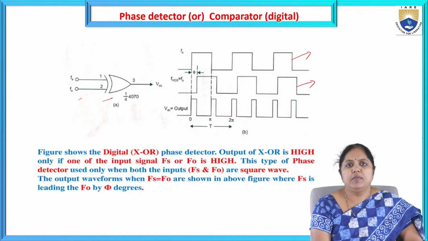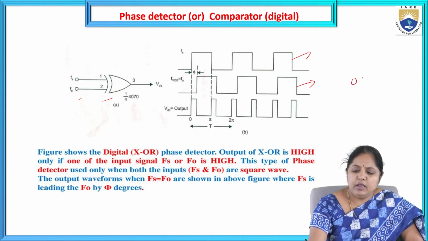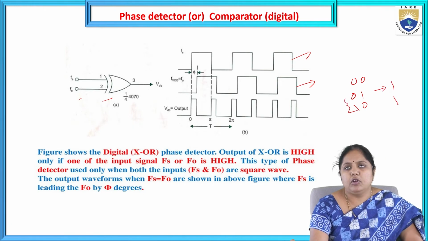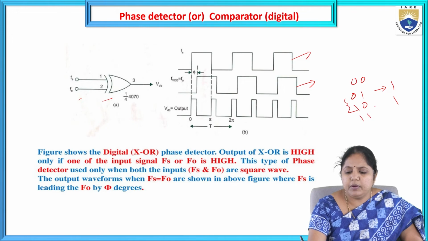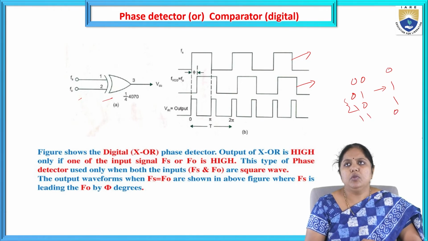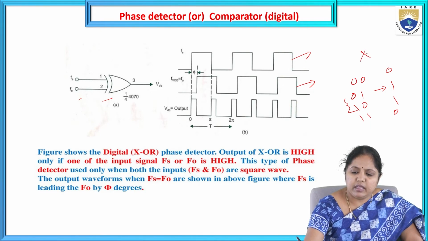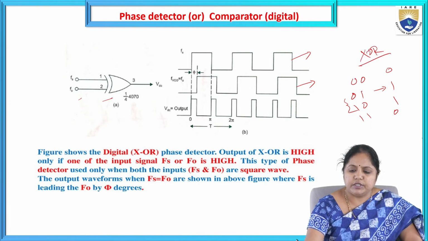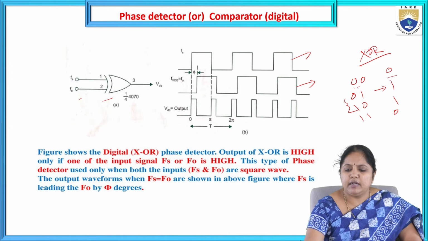Now what is the function of the XOR gate? If both the inputs are different, at that time I will get the output of the XOR gate as 1. If both the inputs are equal, at that time the output of the XOR gate is 0. This is the XOR operation. If both are equal, I will get the output value equal to 0. If both are different, I will get the output value of logic 1, a high value at the output.